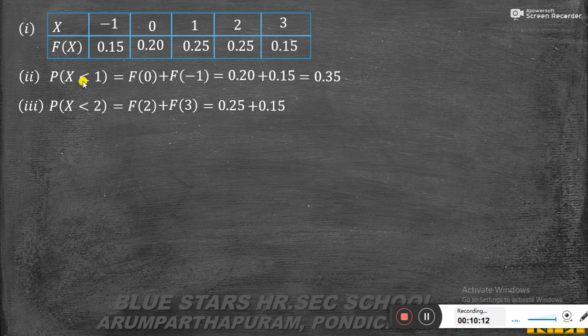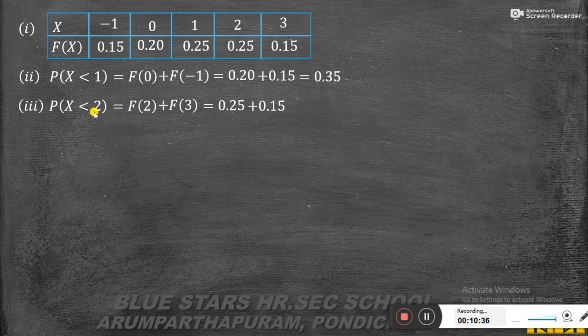If it were equal to, we would take x equal to 1, but here it is only less than, so we take the smaller values, minus 1 and 0. So f of 0 plus f of minus 1. F of 0 is 0.20 plus f of minus 1 is 0.15. I add the two values, so I got the answer 0.35.